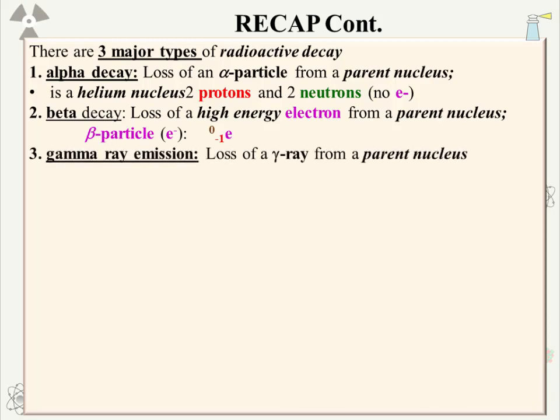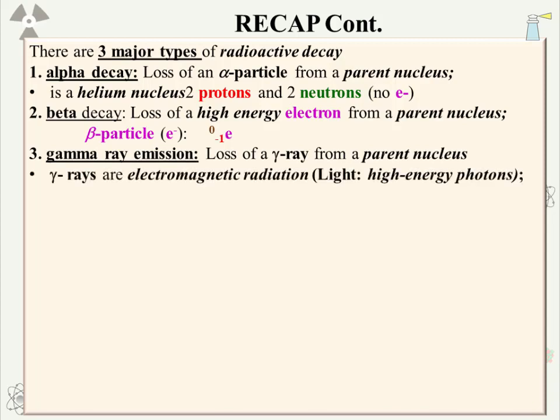Gamma ray emission is the loss of a gamma ray from a parent nucleus. Gamma rays are electromagnetic radiation. They are light. They are high energy photons. Gamma rays have no mass or charge.